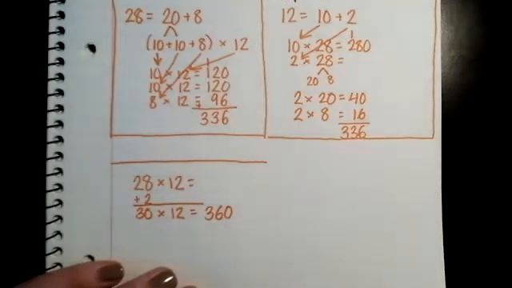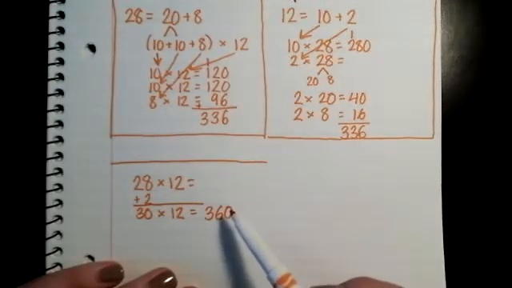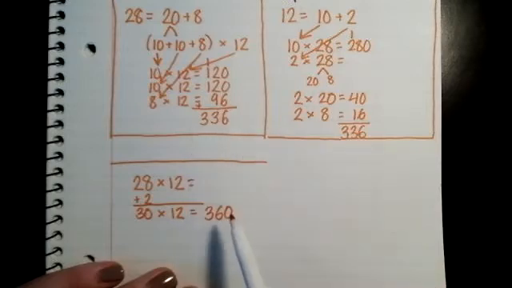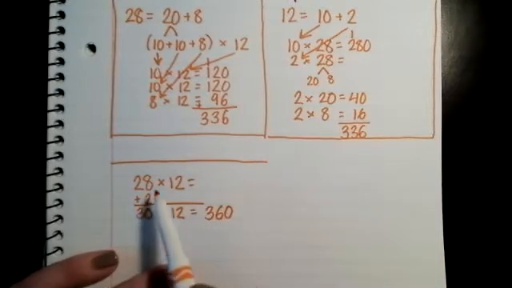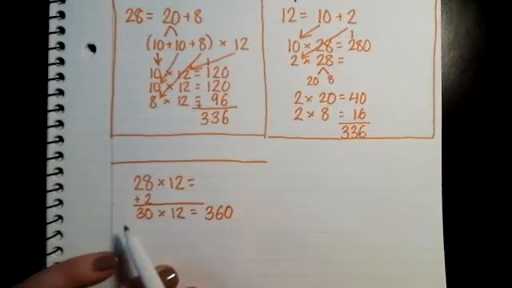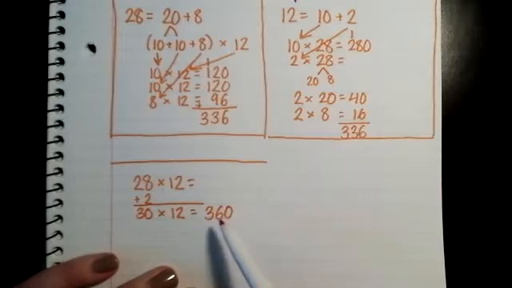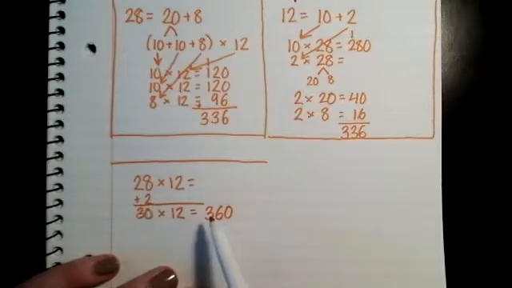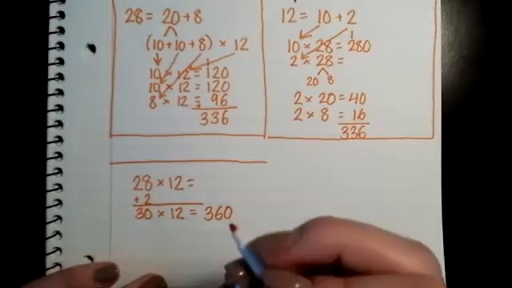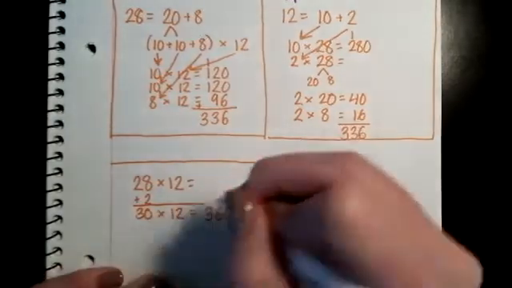Okay. However, this is not my final answer because you'll notice this is different than both of these answers up here. Why? Because at the beginning, I made this into a bigger number. I added 2 groups of 12 because I wanted it to be easier to multiply. So now to get to my final answer, I have to take those 2 groups of 12 away again, okay? Because this is not the answer to 28 times 12. This is the answer to 30 times 12, okay? However, if I just take away those 2 groups of 12, so I know over here, I'm gonna just make a note to myself.